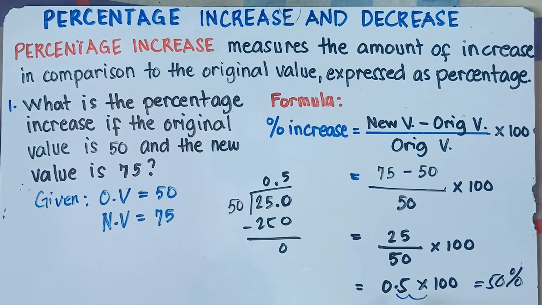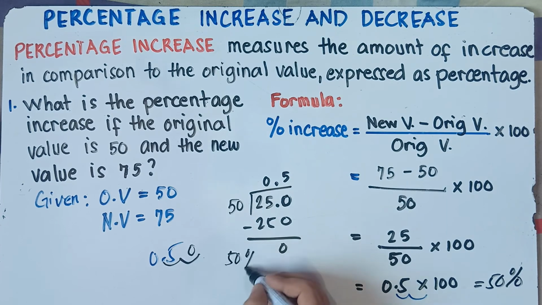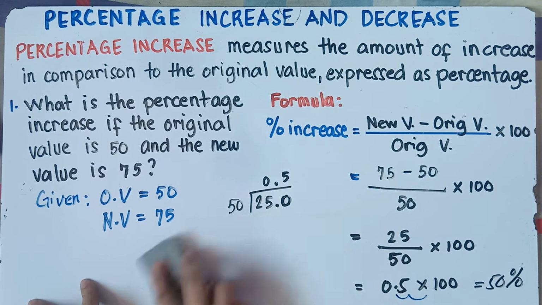Once again, change decimal to percent, because percent means per 100. When you multiply this decimal by 100, just simply move the decimal point to the right twice. Once again, 0.5, when you multiply it by 100, move the decimal point to the right twice: 1, then 2. So this will be 50, and then the decimal point will be here after 0. So that will be 50%. That's it. That's the answer for number 1, 50%.